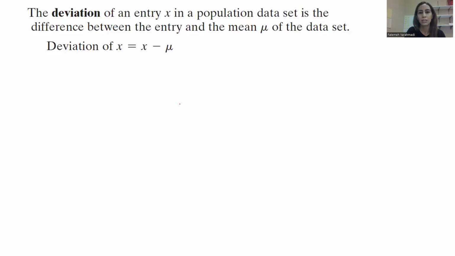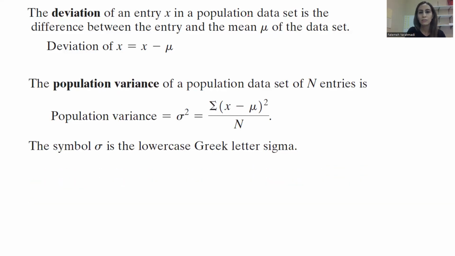Why are we interested in finding the deviation? When you're finding the deviation, basically it helps you to calculate population variance. The formula for population variance is sigma squared equals the summation of the deviation between each value and the mean raised to the second power, divided by n. So population variance has n in its denominator.